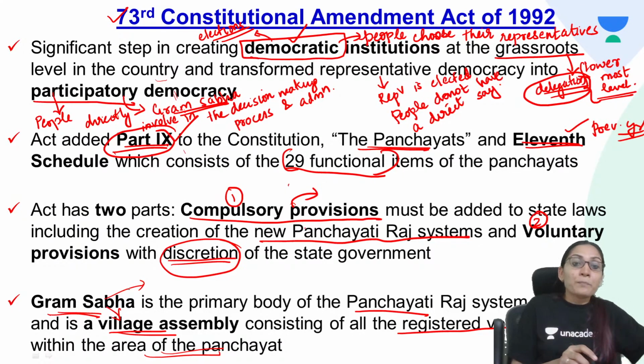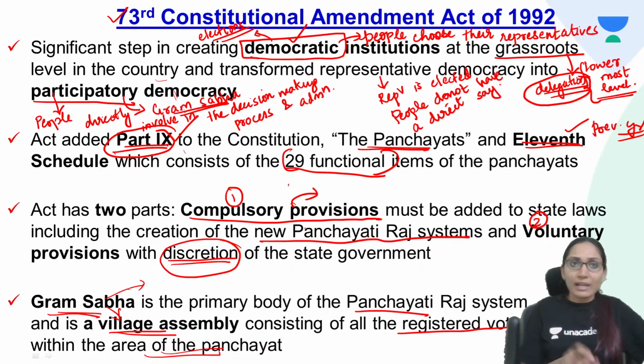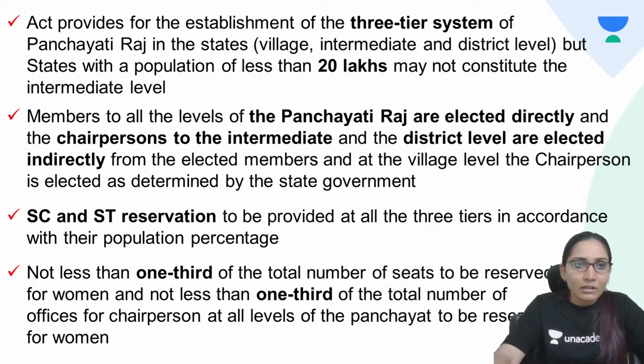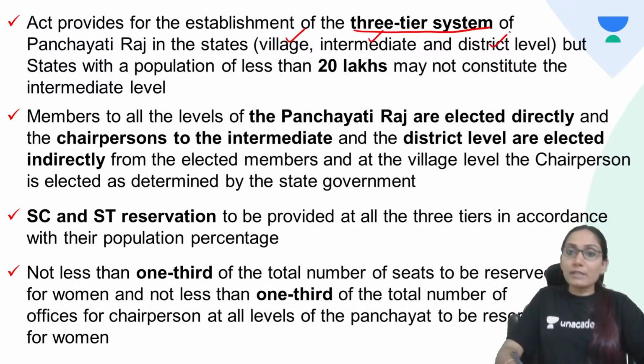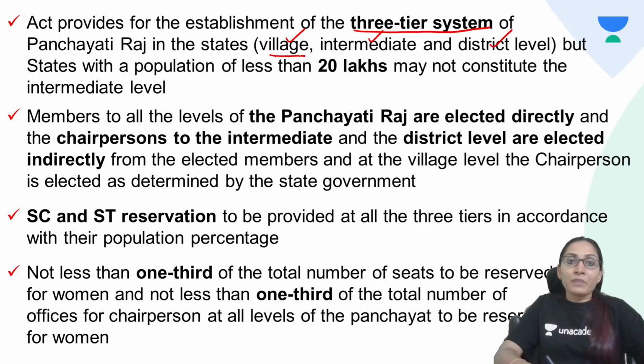All the registered voters of that area of the panchayat are members of the Gram Sabha, and it's a village assembly where major decisions will be taken and also discussions will be held. Okay. And the 73rd Constitutional Amendment Act provides for the establishment of a three-tier system of Panchayati Raj in the states. What is this three-tier system? Village, intermediate and district level Panchayat. Village Panchayat, intermediate is the block level Panchayat, and the district level.